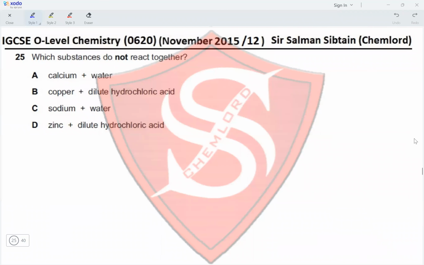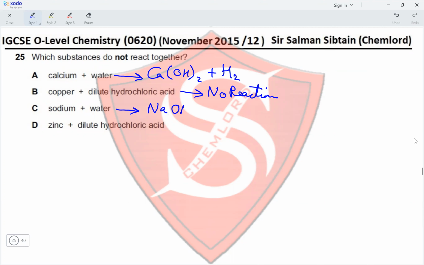Question 25. Which substances do not react together? Calcium plus water produces calcium hydroxide plus hydrogen gas. Copper plus dilute hydrochloric acid results in no reaction because copper is less reactive than hydrogen. Sodium plus water produces sodium hydroxide plus hydrogen gas. And zinc plus dilute hydrochloric acid would produce zinc chloride plus hydrogen gas.